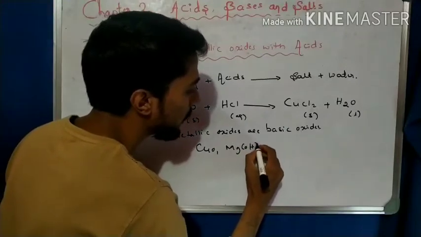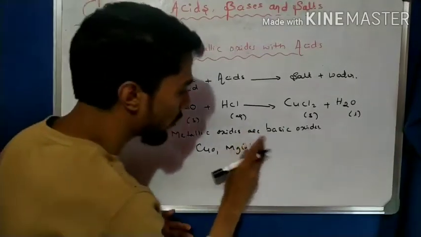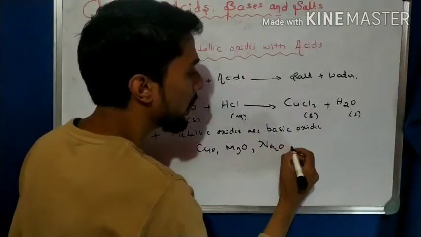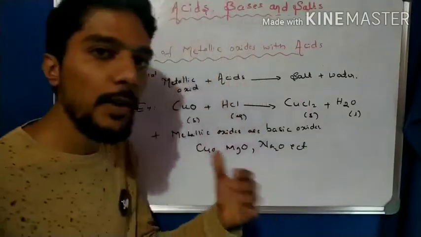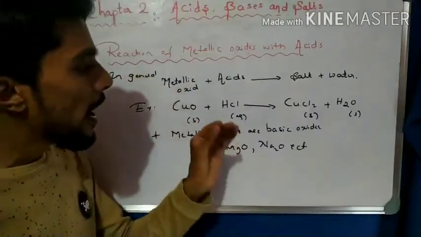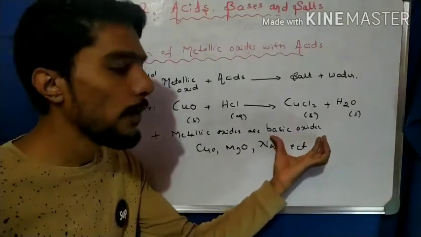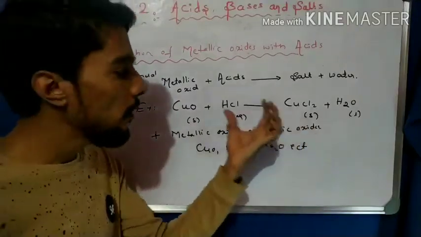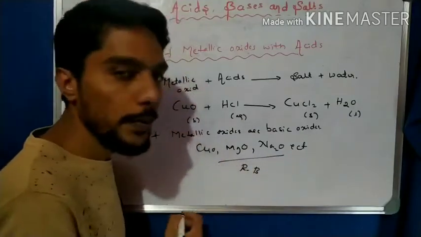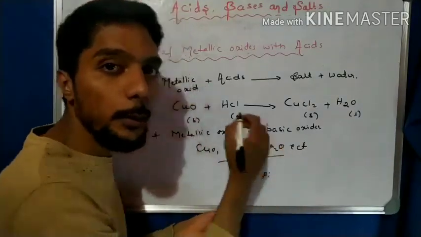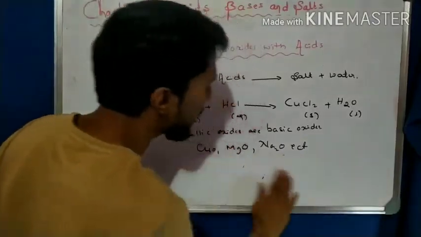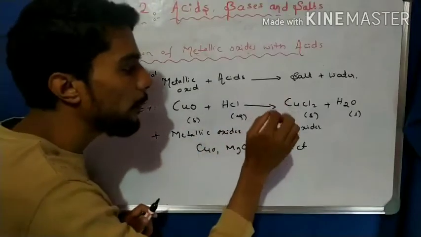magnesium oxide, MgO, then sodium oxide, etc. Any metal oxide, any metal, all the metal oxides have the property that is basic property. They are basic oxides. Here what happened? Red litmus paper turns to blue. Phenolphthalein indicator turns to pink because they are basic in nature. So you have to remember this point that all the metal oxides are basic in nature.